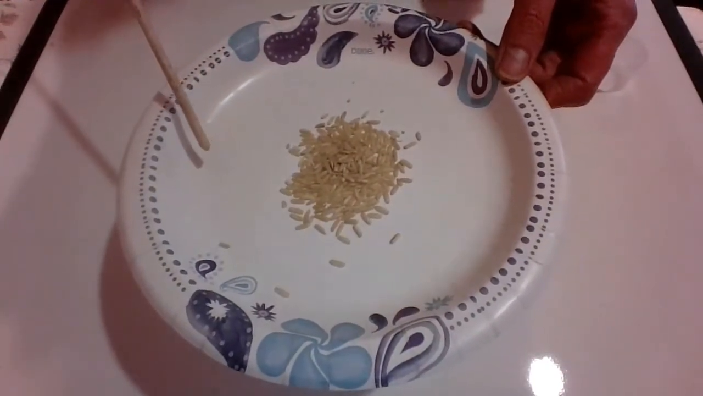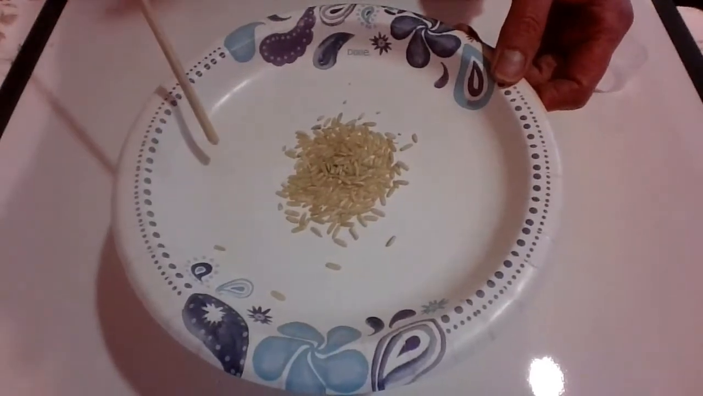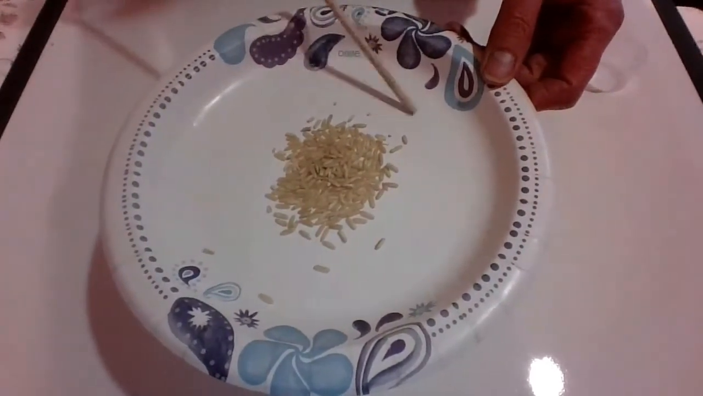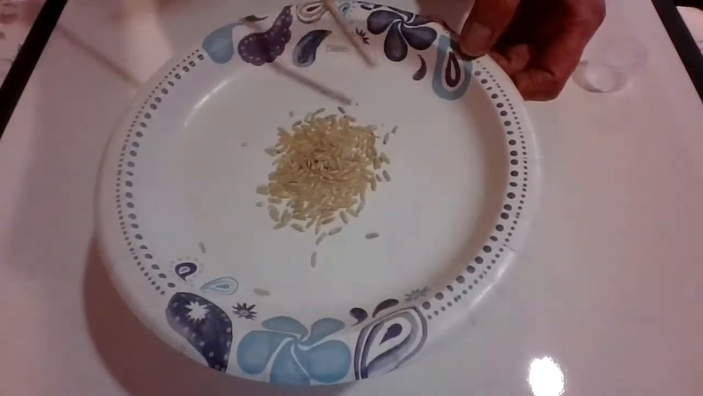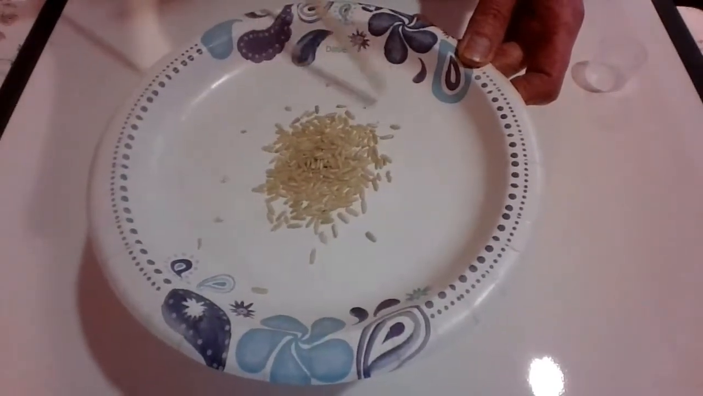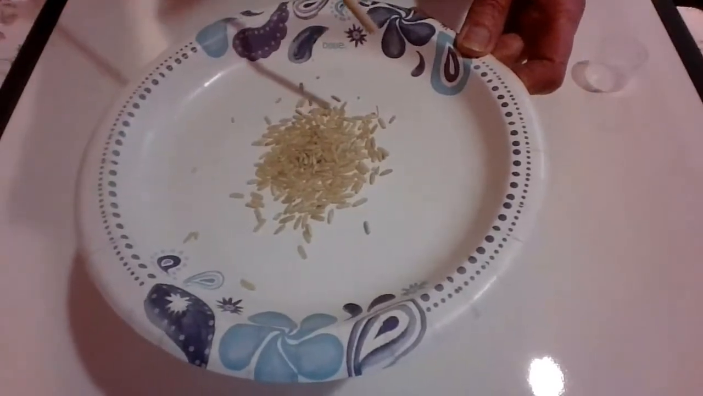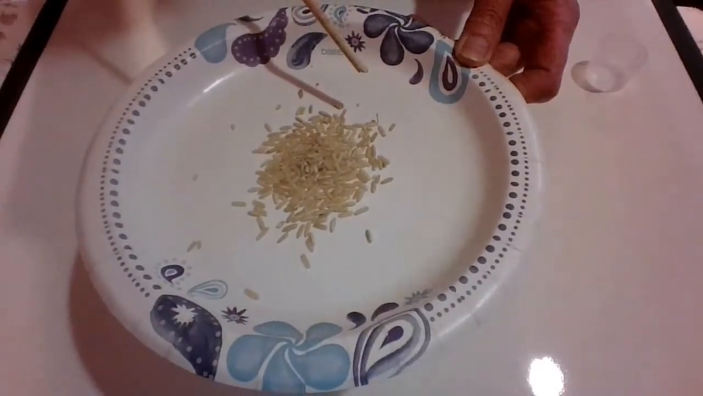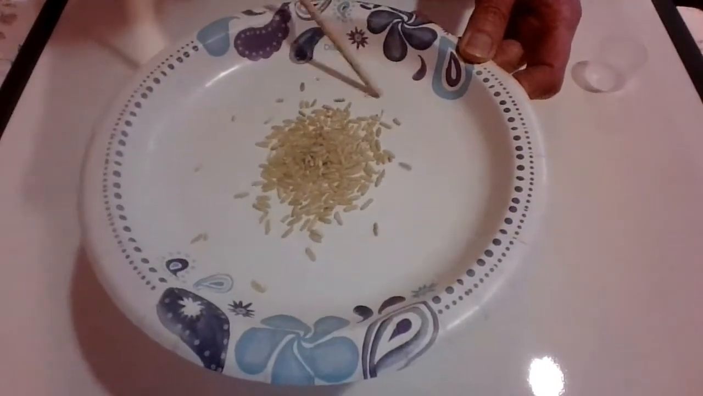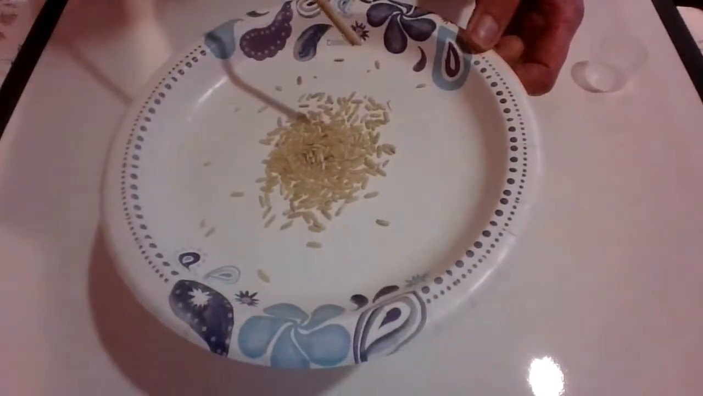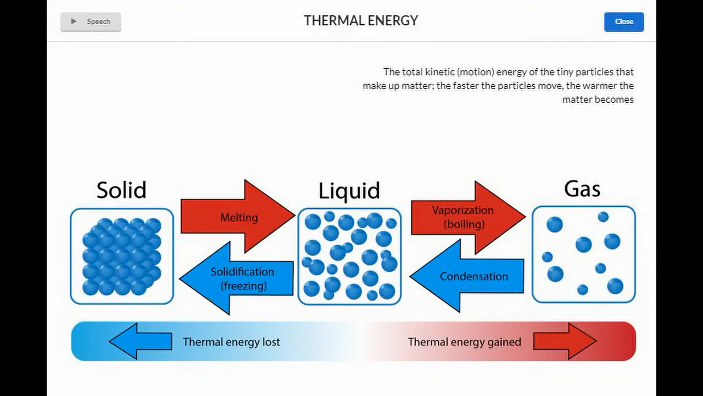What do the vibrations represent? As I'm adding vibrations, what do they represent? It's a representation of adding heat or thermal energy. Thermal energy is the total kinetic motion energy of tiny particles that make up matter. The faster the particles move, the warmer the matter becomes.